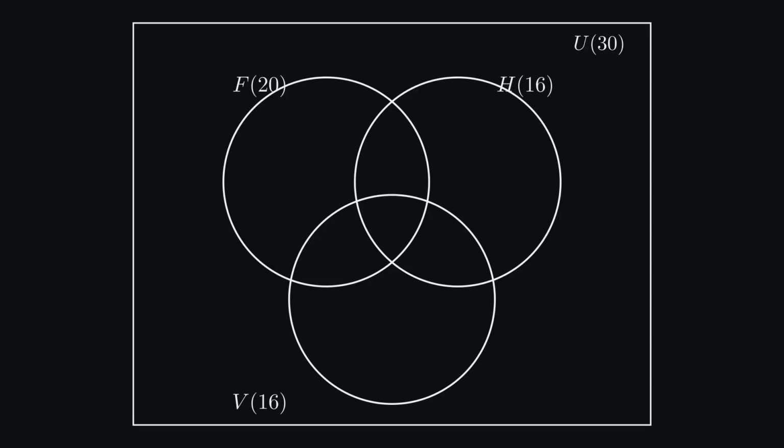The entire volleyball circle is 16. After accounting for overlaps and removing the filled regions, volleyball only is 0.